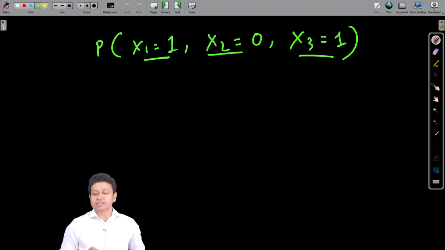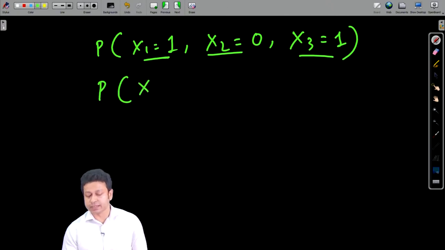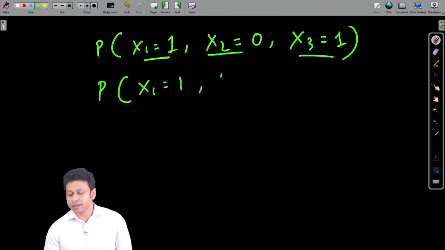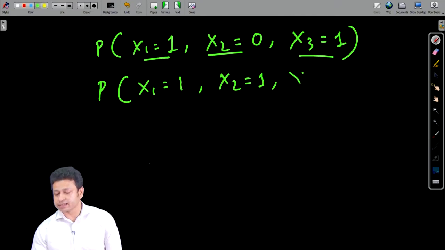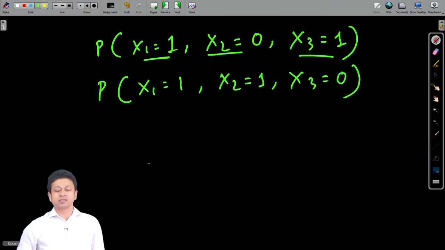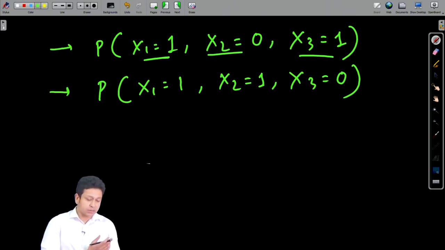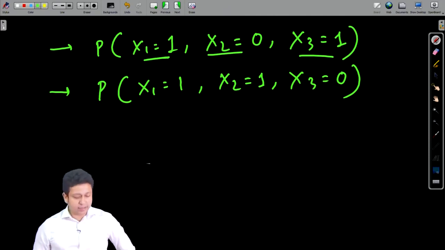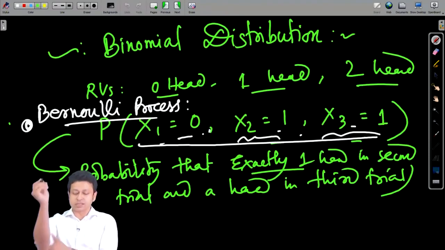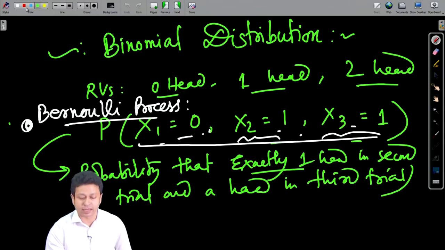Similarly, I can also think of this outcome: the probability that x1 is equal to 1, x2 is equal to 1 and x3 is equal to 0. So these are all different Bernoulli processes. But when I talk about binomial, I am actually talking about all these outcomes together. What do I mean by that? When I have these outcomes, what is the probability? Let us try to calculate that.